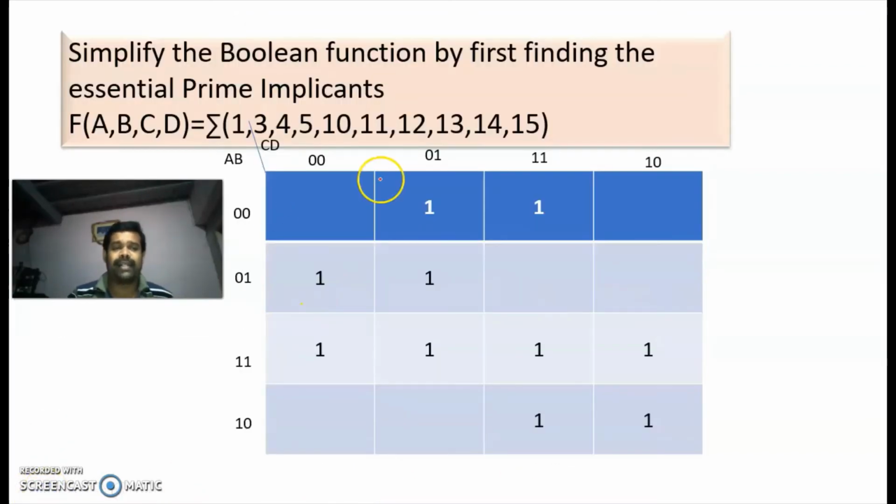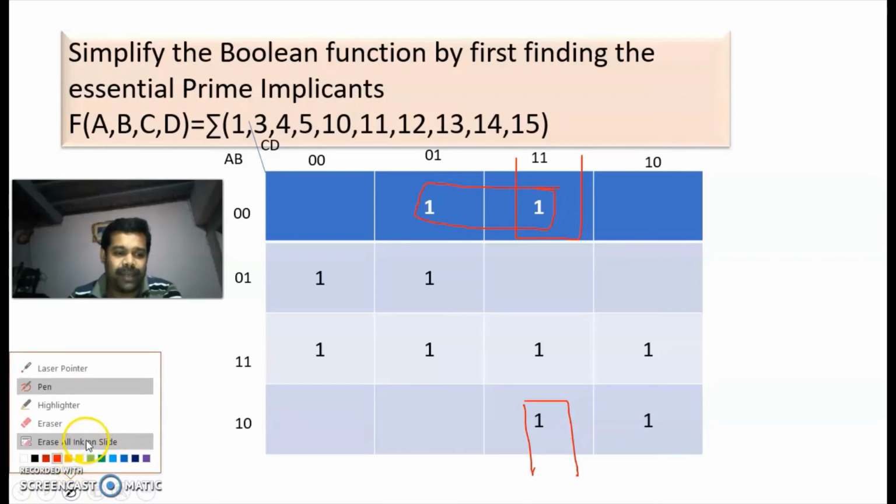So similarly, you are going for the next problem. Here also it is in SOP. We have plotted the numbers 1, 3, 4, 5, 10, 11, 12, 13, 14, 15, etc. First, I am checking from this number. So this number can be grouped in this way or this way. So there is no possibility of essential prime implicant for this one. This one can be grouped in this way or in this way. So there is no possibility. So for each and every min term you have to check.